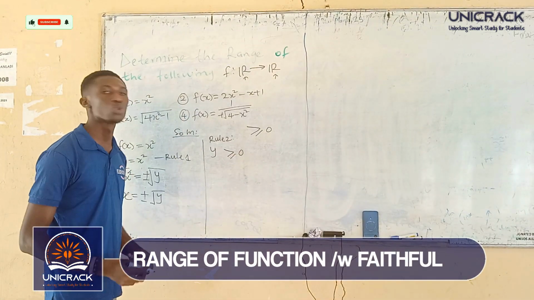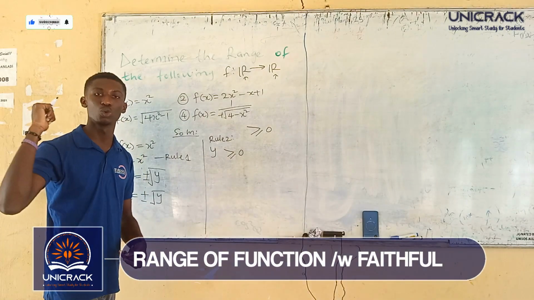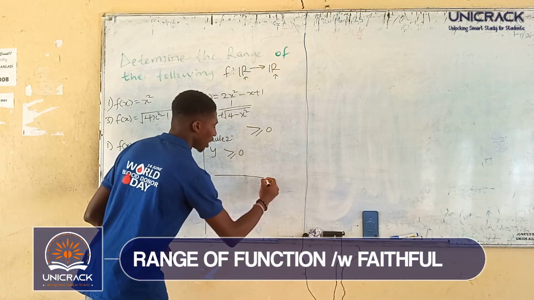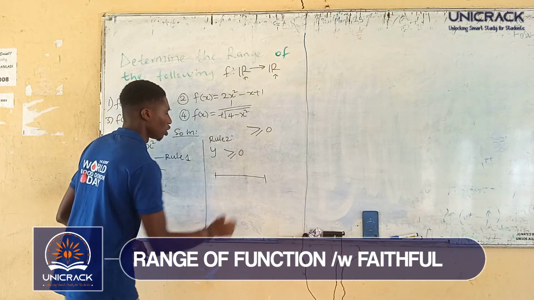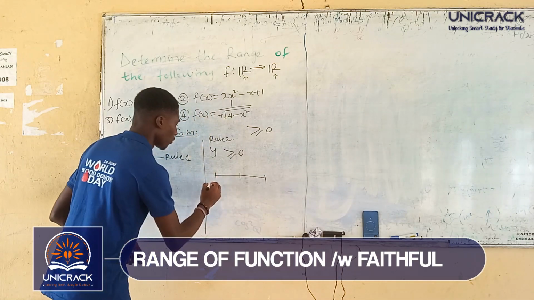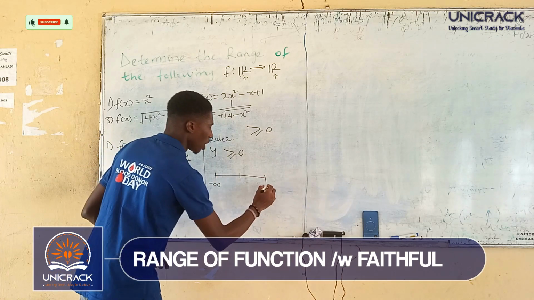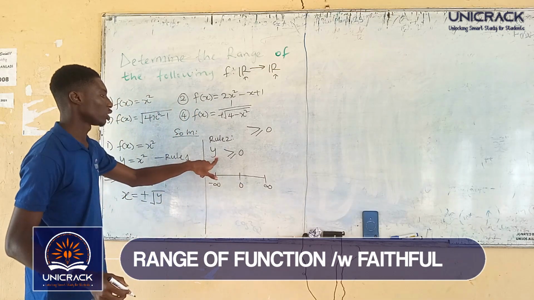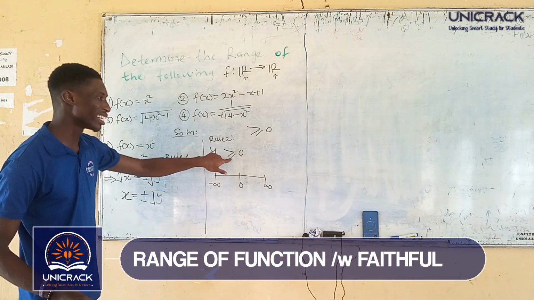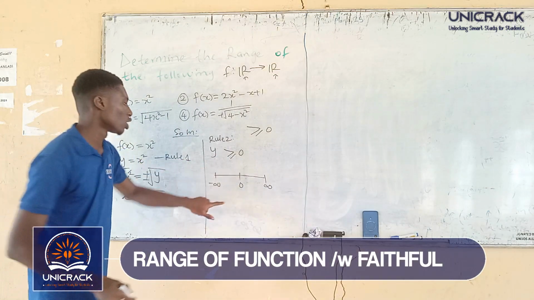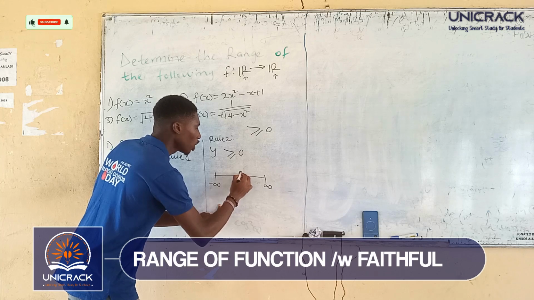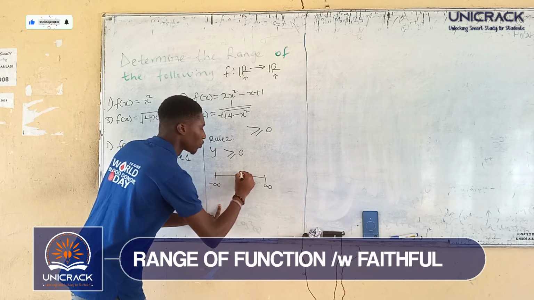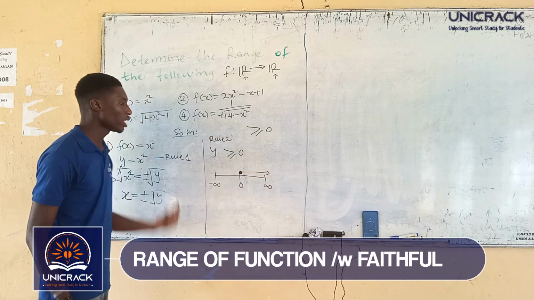So we'll go to rule number 3 in our domain rules, which is what? Go to your number line. So if we go to our number line, we have here to be negative infinity. We have here to be what? Infinity. We have here to be 0. And now, what we solve for y is what? Greater than or equal to what? 0. So y must be greater than or equal to 0, since it's equal to, I will shade here and we'll go towards this side.